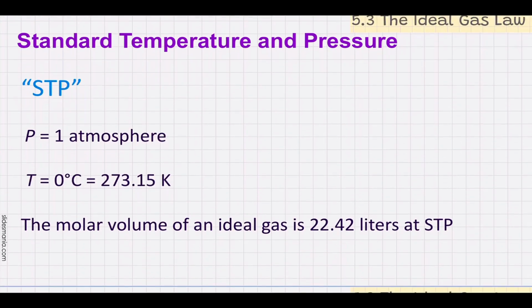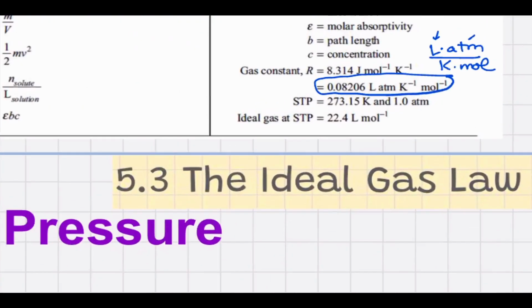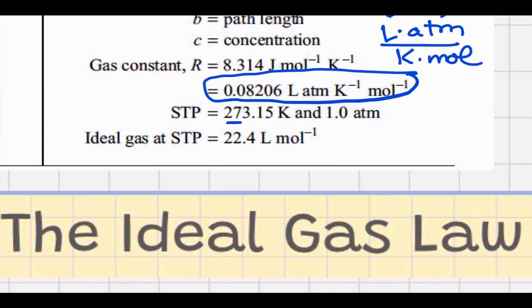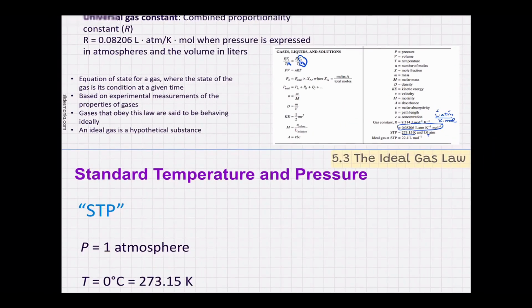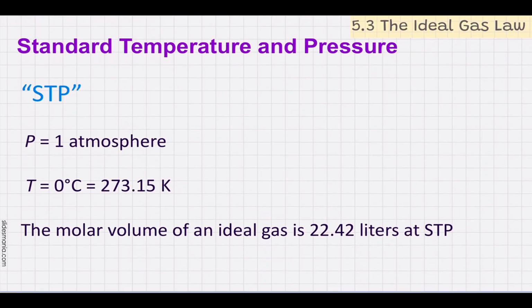STP is given again on your formula sheet. It is 0 Celsius, which is the same as 273.15 Kelvin, and 1 atmosphere pressure. Sometimes you'll be given problems where they say it's at STP and they won't tell you the pressure and the temperature. You just have to assume those.